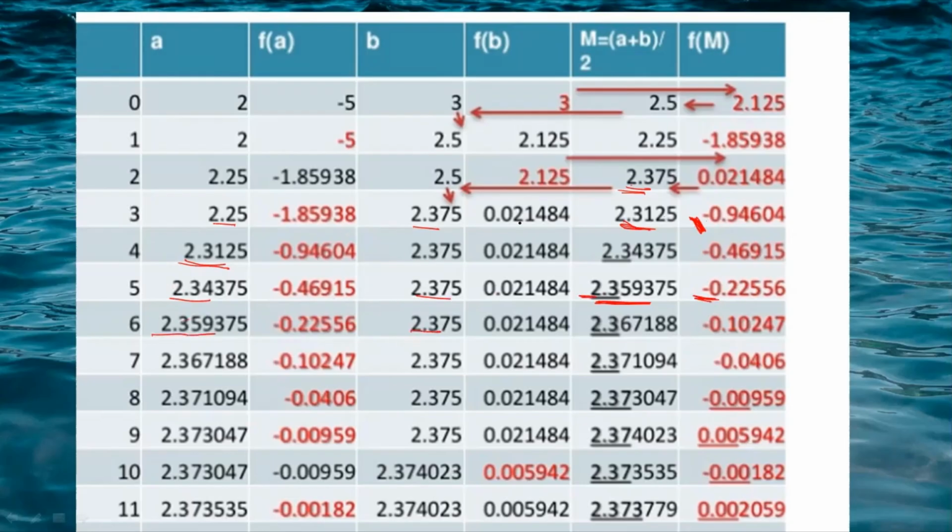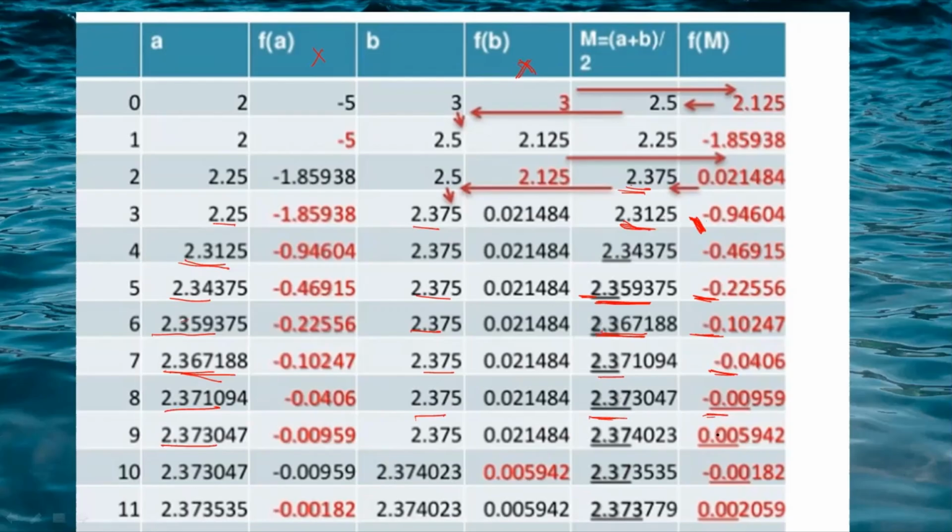Don't worry about f of A and f of B. This is not necessary for us. Only you have to be careful with A and B: one negative, one positive. So 2.3671. Again, still you are getting negative. So it will replace with A, 2.361. Again, 2.375, 2.37. Still it is negative. So it will replace with A only.